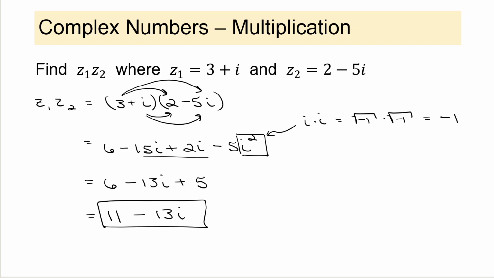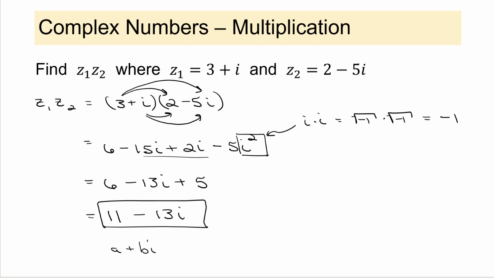So that's multiplication. So a lot like foiling a binomial or multiplying out a binomial, but you don't leave the i squared floating around. i squared can be simplified to negative 1. Once you do that, that negative 5i squared becomes a real number that can be combined with the 6. So again, our answer is in the form of a plus bi.